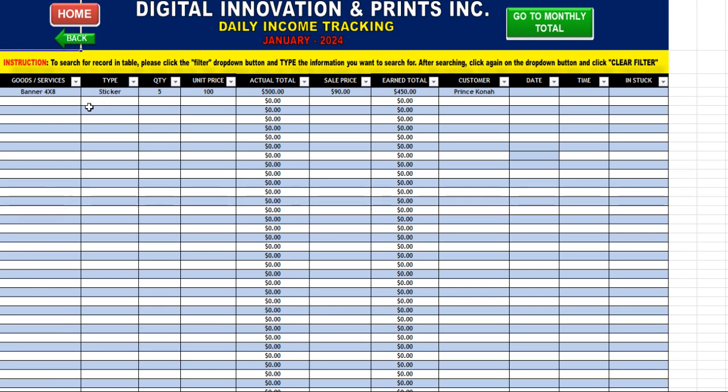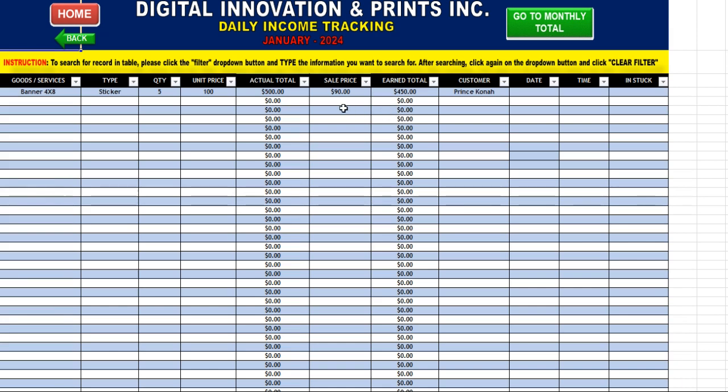And which tab was this banner? It was a sticker tab. And how many did we do? We did 5. And the unit price for it was $100, assuming. And the actual total, meaning if we times the unit price by the quantity, will give you the actual total, meaning the fixed price that we usually print this for.